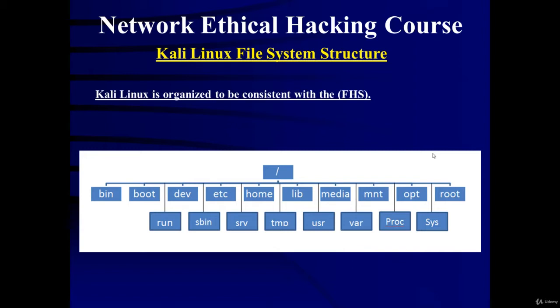Kali Linux is similar to different Linux distributions, so it's consistent with the file hierarchy system, which means if any other user who's using another distribution of Linux will be comfortable while using Kali Linux. So the top level folder is called root, and its symbol is /, and under the root folder all the file system folders are there. So let's start one by one.